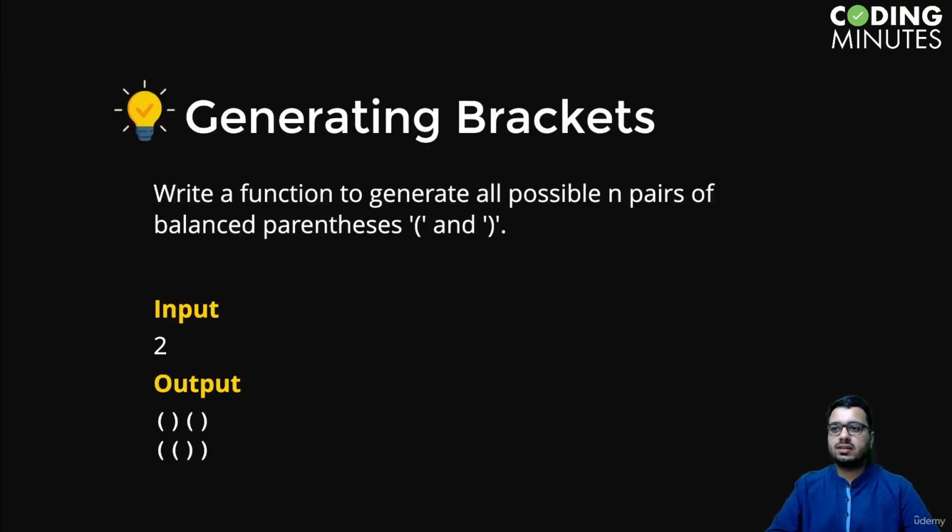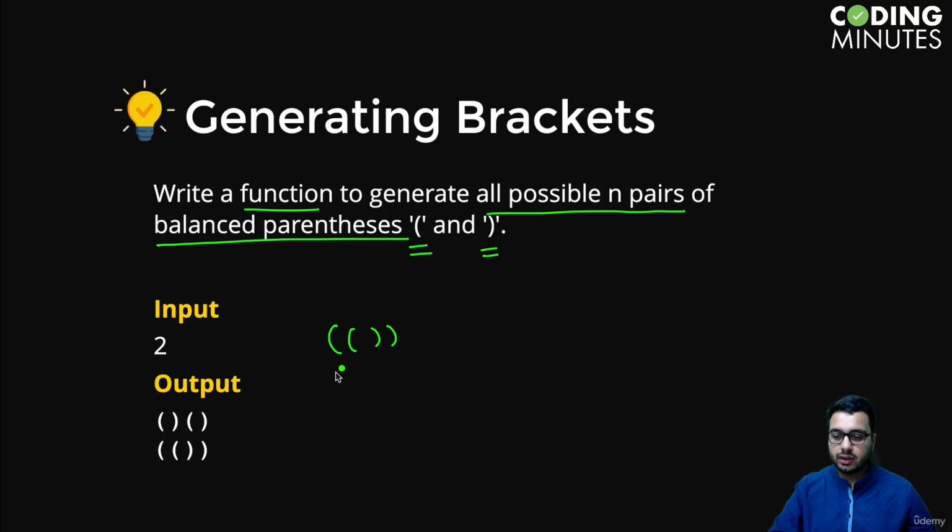Hi everyone, so now let's discuss another problem. It's generating brackets. Very interesting problem on generating strings. We need to write a function to generate all possible strings which contain n pairs of balanced parentheses. So we can use these opening and closing brackets to generate strings which contain n such pairs. For example, if n is 2, we only have two such pairs, and these are the two pairs. So input will be a number, output will be these strings.